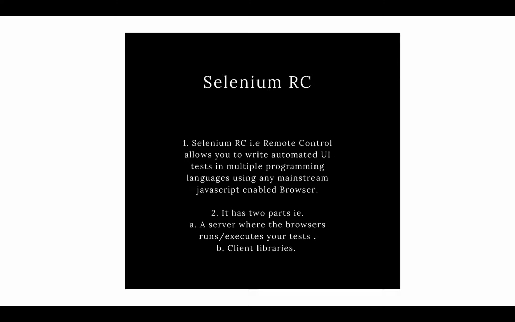Server is where your browser gets opened up and performs the automation or executes a test. And the client libraries means the libraries you are using basically to write your script. Java libraries or .NET libraries for Selenium or Python libraries, whatever. So basically you write your code using client libraries and execute on the server using different browsers. Right? That's a single liner about Selenium RC.